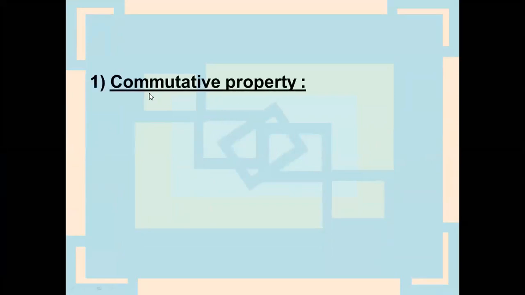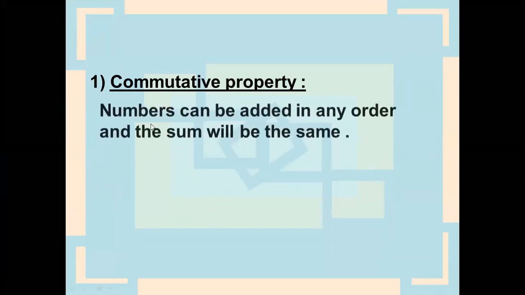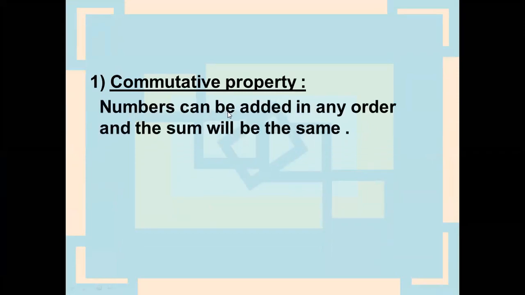Today's lesson: addition properties. We have three properties of addition. We use them in algebra. The first is called the commutative property. What is the meaning of commutative property? It means numbers can be added in any order and the sum will be the same.